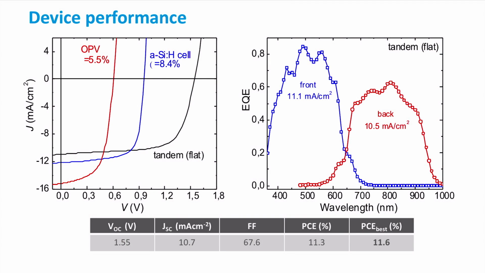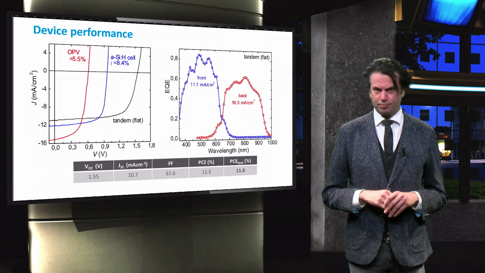These optimal thicknesses have been used to create a tandem cell of a 400 nanometer top cell and a 150 nanometer bottom cell. Here we see the IV curve of the amorphous silicon single junction solar cell, the organic single junction solar cell, and the hybrid tandem solar cell. The tandem solar cell results in an 11.6% efficient solar cell.